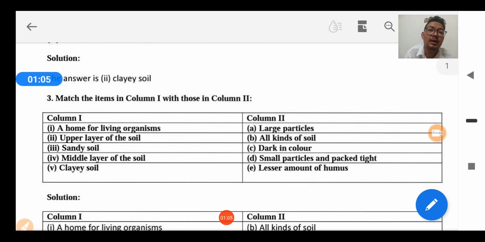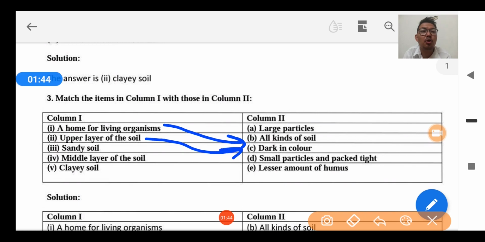Now I am going to question number 3, and this is the matching question. We have to match the items in column 1 with those in column number 2. So here you see, a home for living organisms. Home for living organisms is soil, and all kinds of soil contain one or another type of organism, so definitely it should match with point B, upper layer of the soil. Upper layer of the soil is dark in color because it is rich in humus.